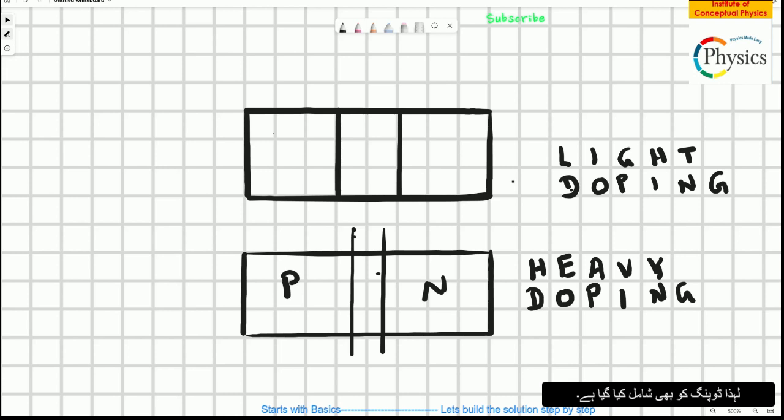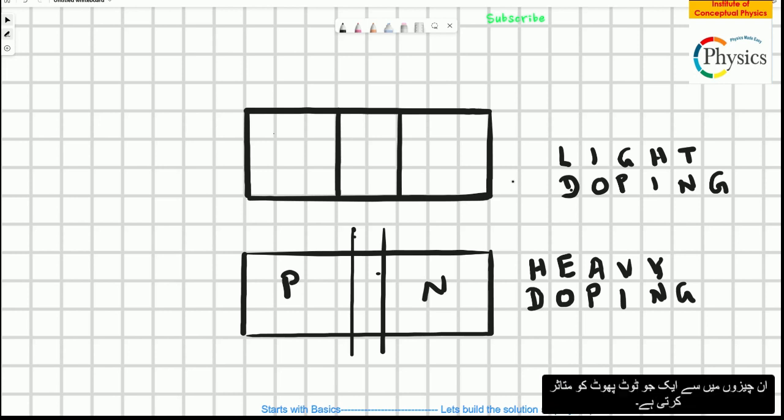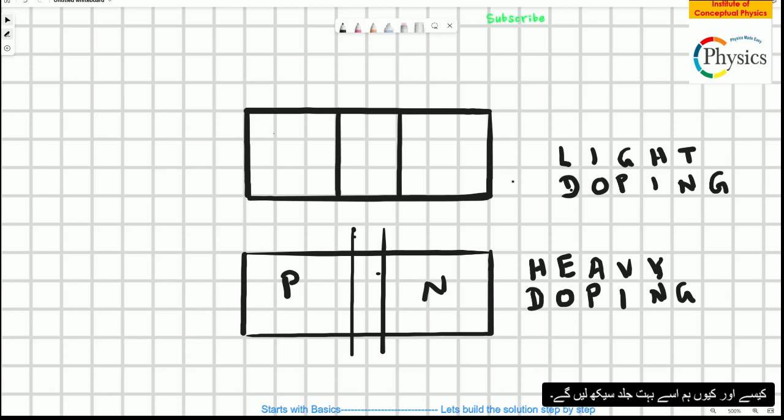So doping has also been included as one of the things that impacts breakdown. How and why, we will learn very soon. Now, if you look into this diagram, the light doping and heavy doping, the question arises: does the breakdown happen in the case of light doping, or does the breakdown only happen in heavy doping? See, the answer to this question is that the breakdown happens for both situations.